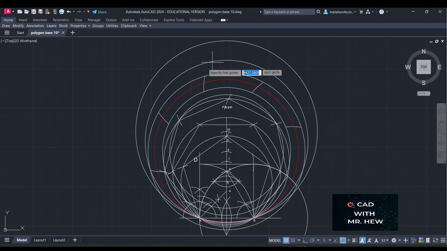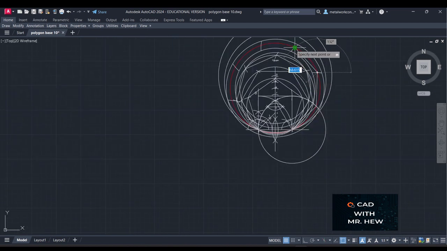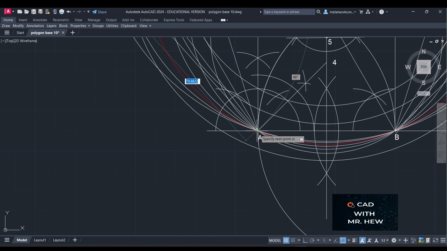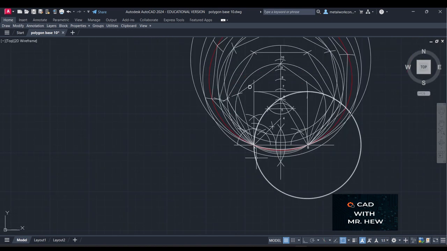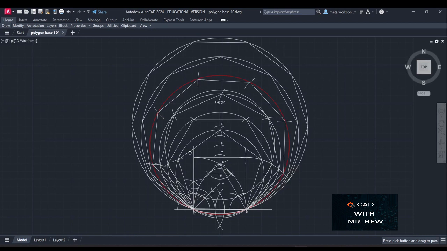All right, here we have the arcs drawn on the red circle, the red construction circle. So we're gonna go line at B, the intersection here, there, there, there, there, there, enter. All right, so here we have our octagon, and all right, so what we have, we have completed the octagon and the 10-sided figure, right?